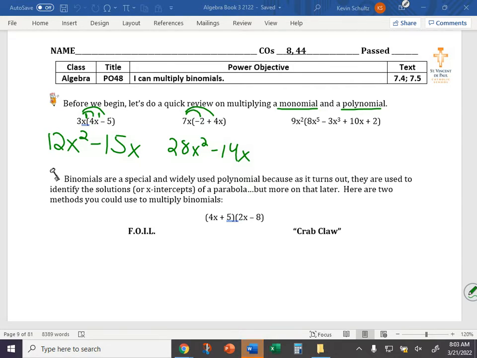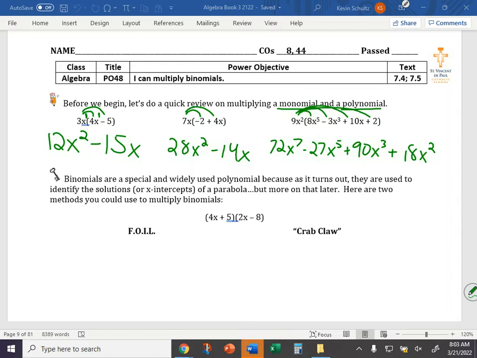Last one. 72x to the 7th minus 27x to the 5th plus 90x to the 3rd plus 82x squared. Good, very good. Even if there are multiple terms inside parentheses, we distribute to all of them. The 9x squared goes to each of them, and we are multiplying. Okay, and then standard form there.